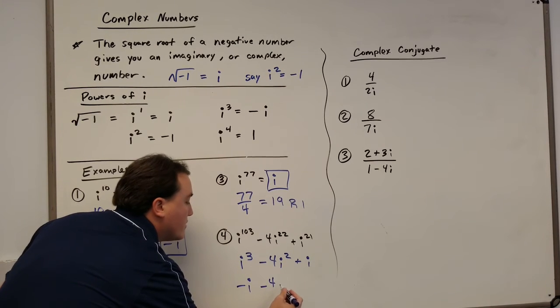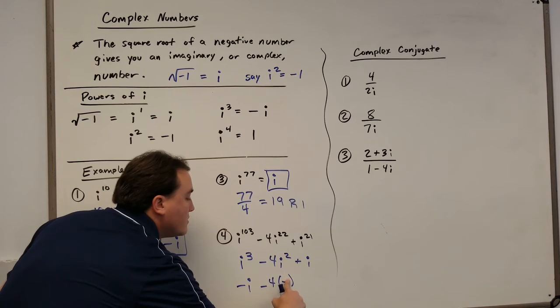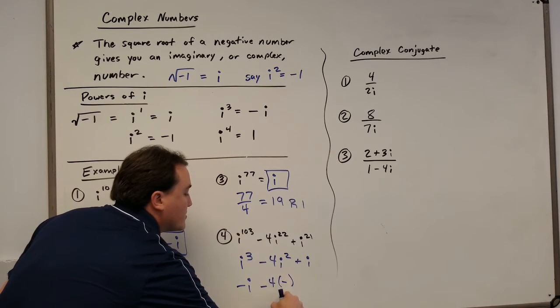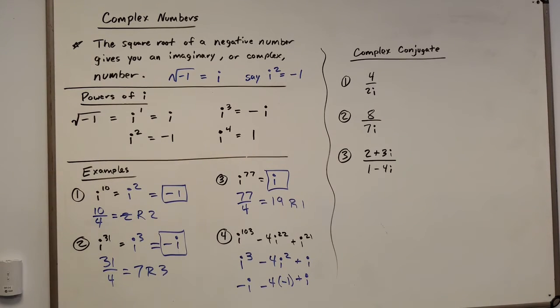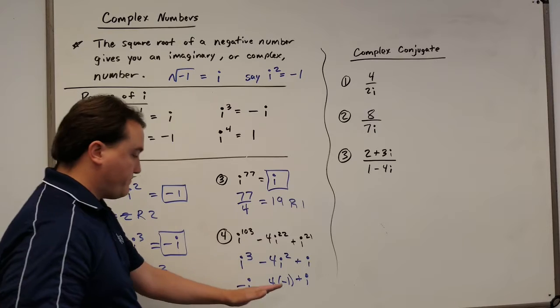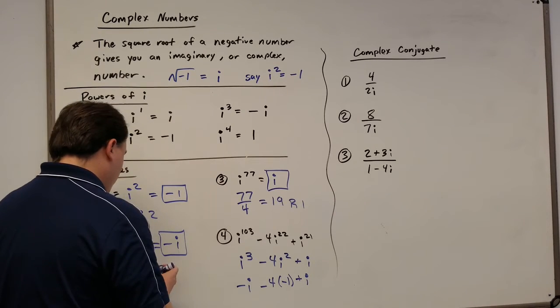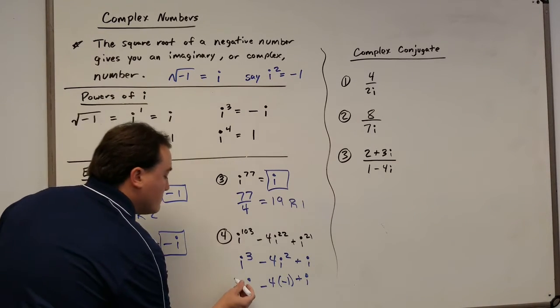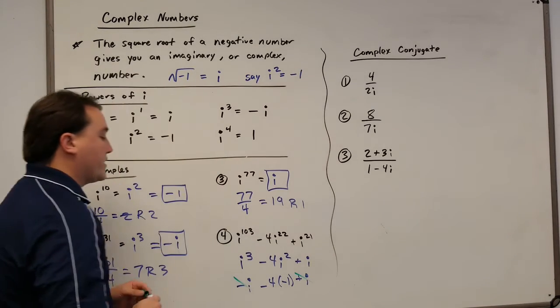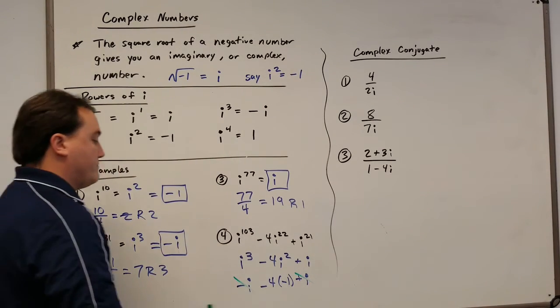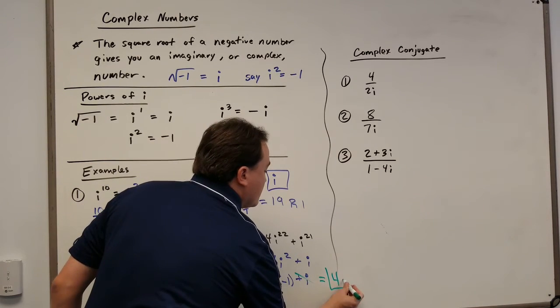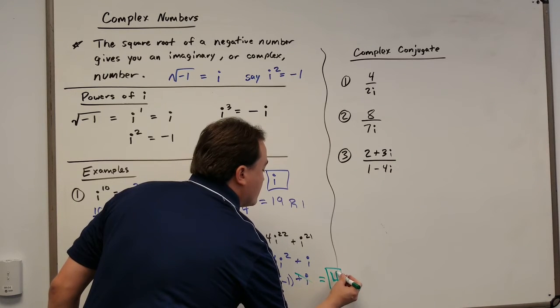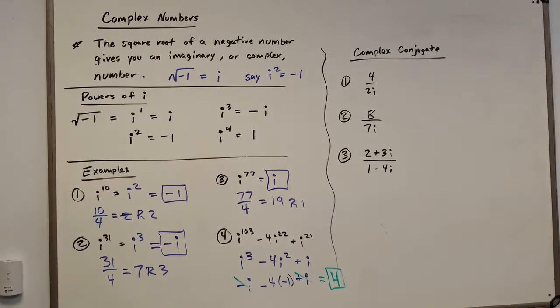Minus 4 times -1, because I squared is -1. Plus I. If we add like terms, we just get, well, these cancel. So we get -4 times -1 is our answer of +4. So that's powers of I.